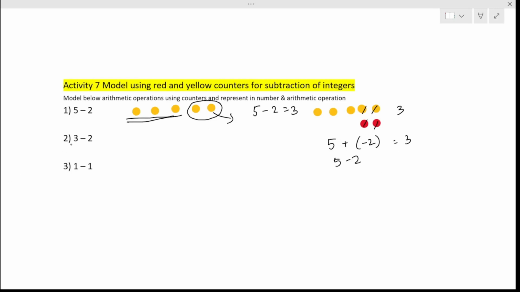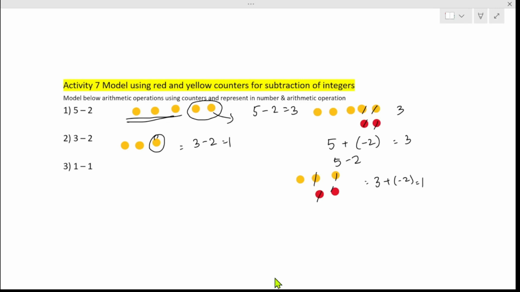So now with this understanding, can you try performing these 2 and 3? The takeaway method, and also adding a negative integer. You would simply have 3, and then you take away 2. You get 3 minus 2 is 1. Or you can have 3, and you add 2 negative integers, and these 2 get cancelled. So 3 plus minus 2 is 1.